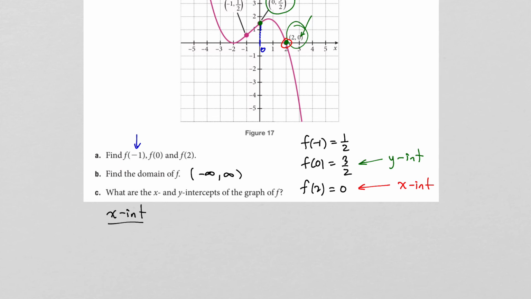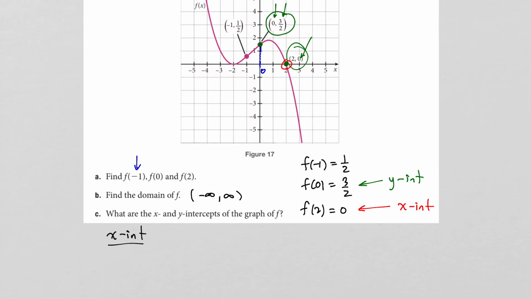So we already mentioned it a little bit before, but the x-intercepts are all the numbers where it crosses the x-axis. So that's going to be this point right here and this point right here. So as points, the x-intercepts are the points (-2, 0) and (2, 0). For the y-intercept, that's the point where it crosses the y-axis, which is this point right here, which we know is the point (0, 3/2).